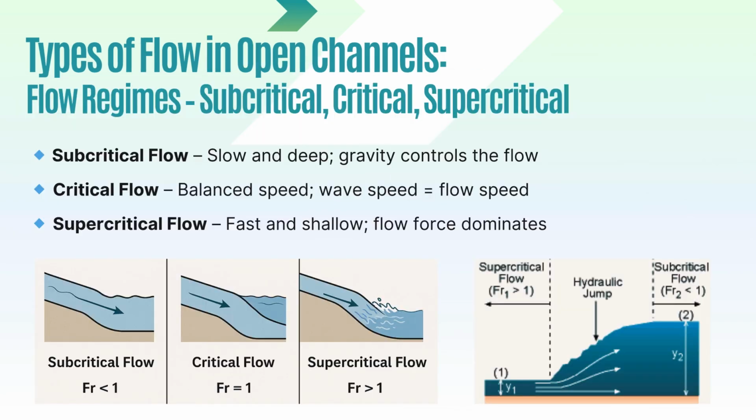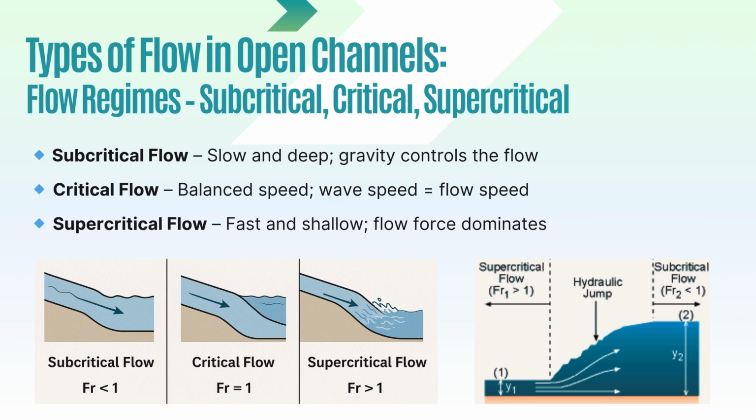In open channel flow, water can move at different speeds and depths depending on the slope, flow rate, and channel shape. One way to describe this is through flow regimes, subcritical, critical, and supercritical, and we use something called the Froude number to tell them apart.